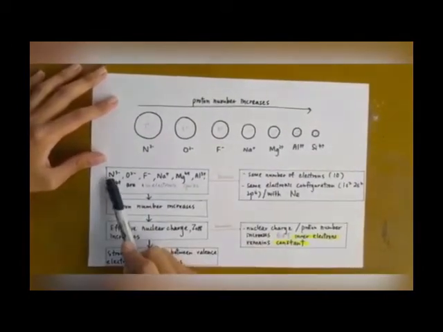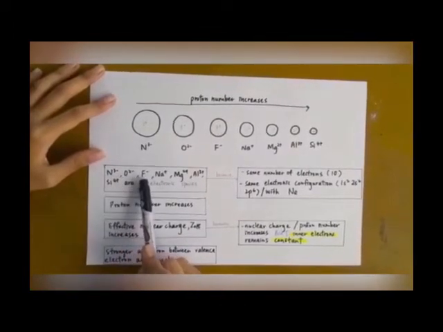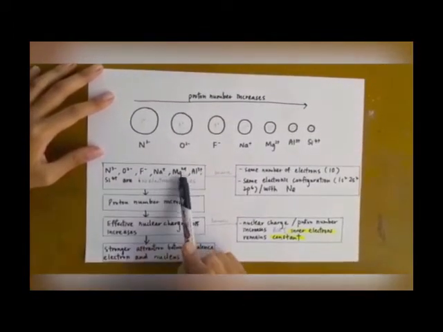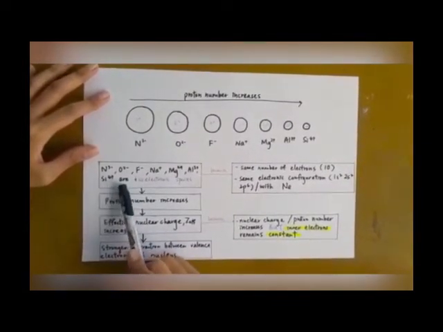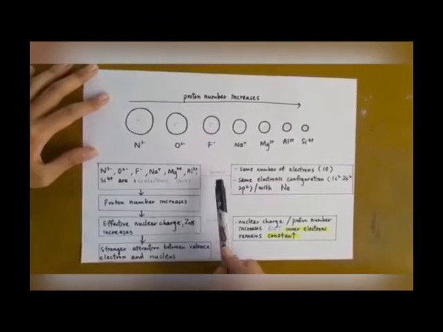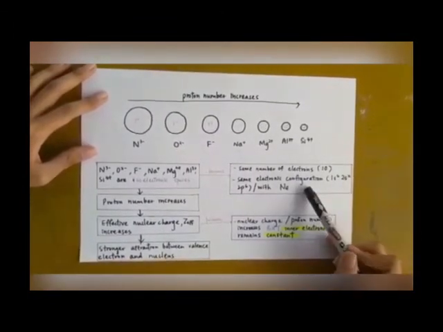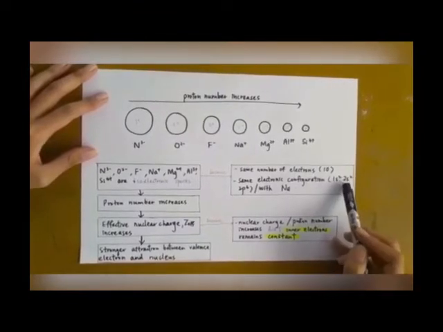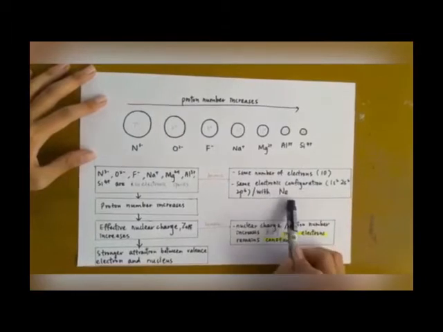Nitrogen 3 negative, O2 negative, F negative, Na positive, Mg2 positive, Al3 positive and silicon 4 positive are isoelectronic species because they have the same number of electrons, which is 10, and also have the same electronic configuration of 1s2, 2s2, 2p6, the same as neon.